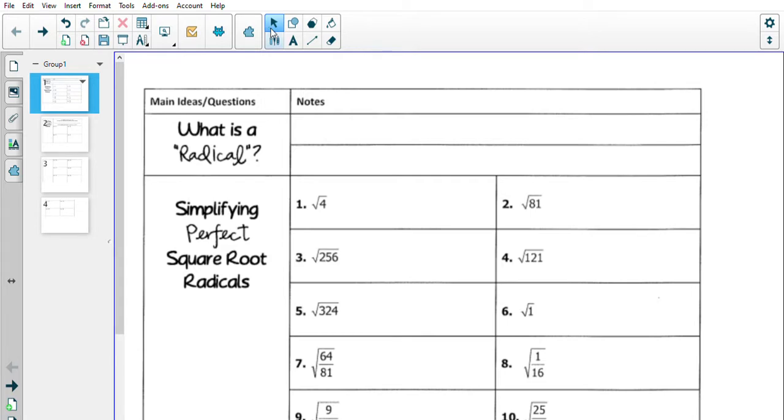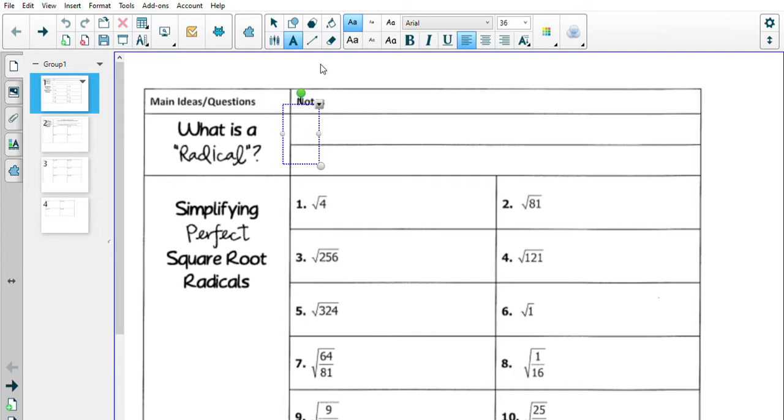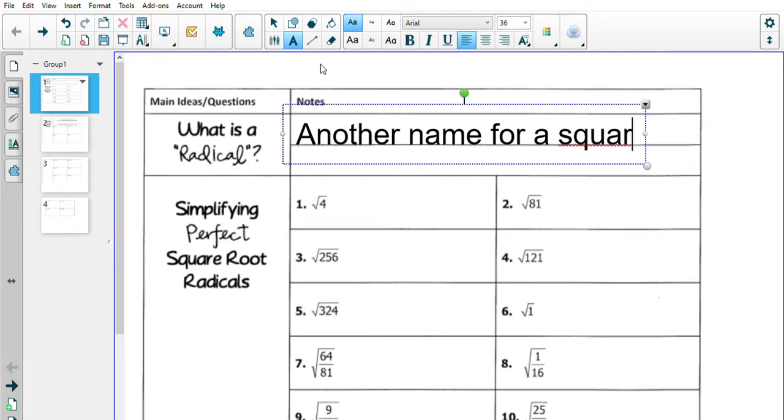All right, guys. So let's get into the next part of our unit, which is all about radicals. Today's lesson, we're going to be focused on what we call a radical. A radical is another name for a square root. You will see a radical symbol. We'll talk about that here.